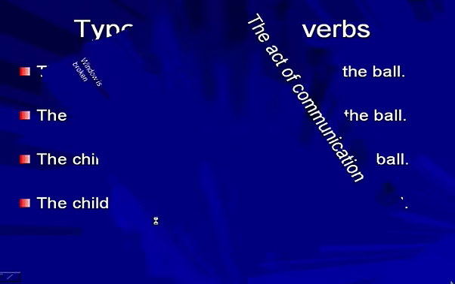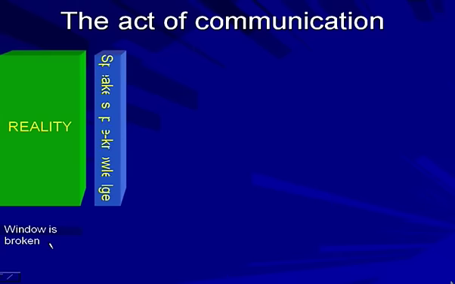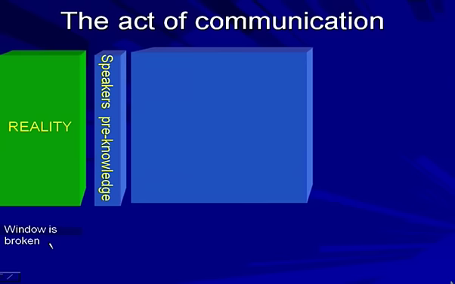If we move on to look at the act of communication, so what happens is, if there's some aspect of reality, and that in that reality a window is broke or has broken, then how do we then put this into words? Well, we have the speaker's pre-knowledge. The speaker knows that there's a window, it was whole, and that the status of that window has changed. And this is how the speaker might interpret the window being broken.